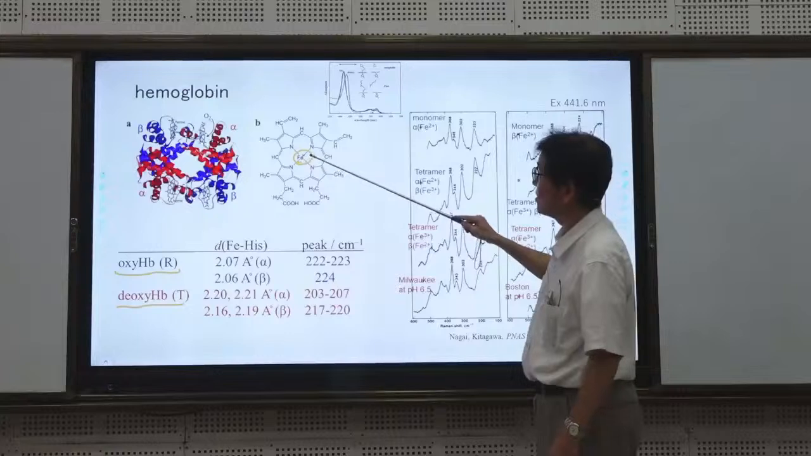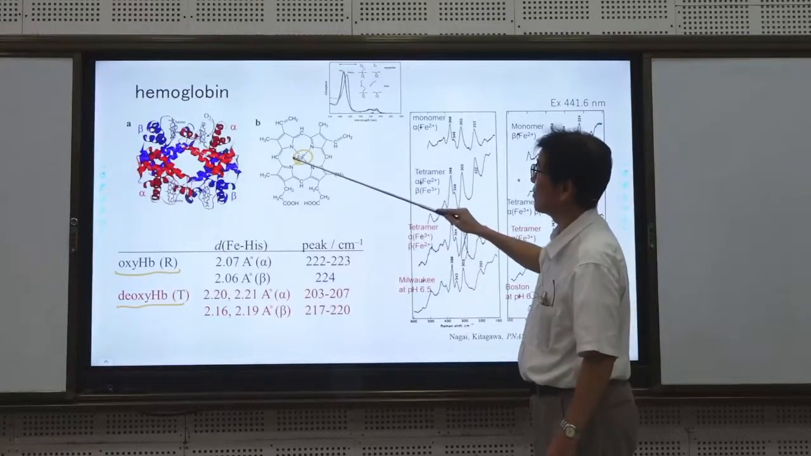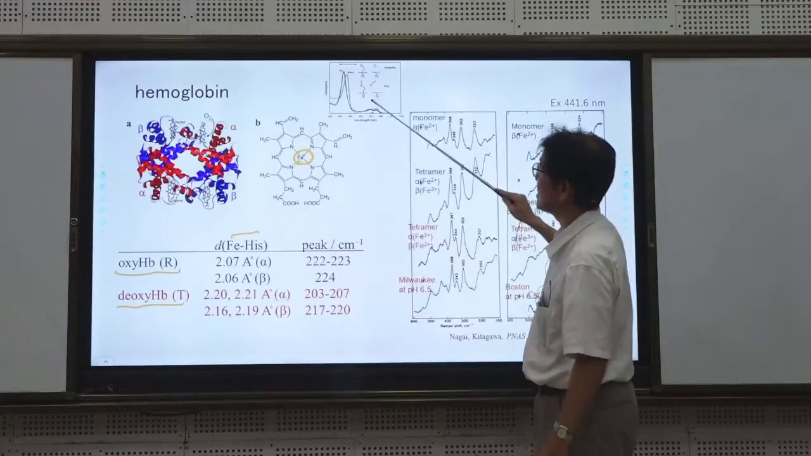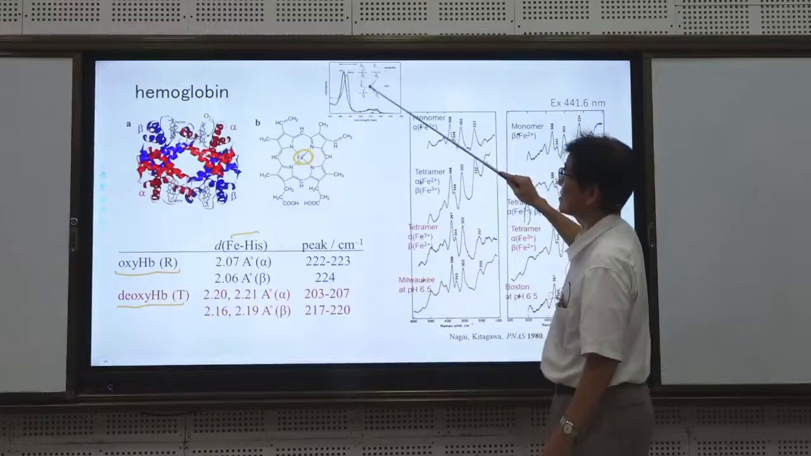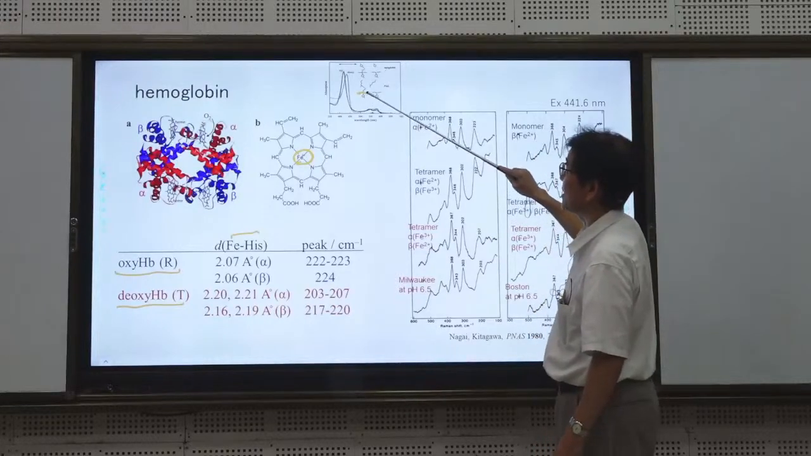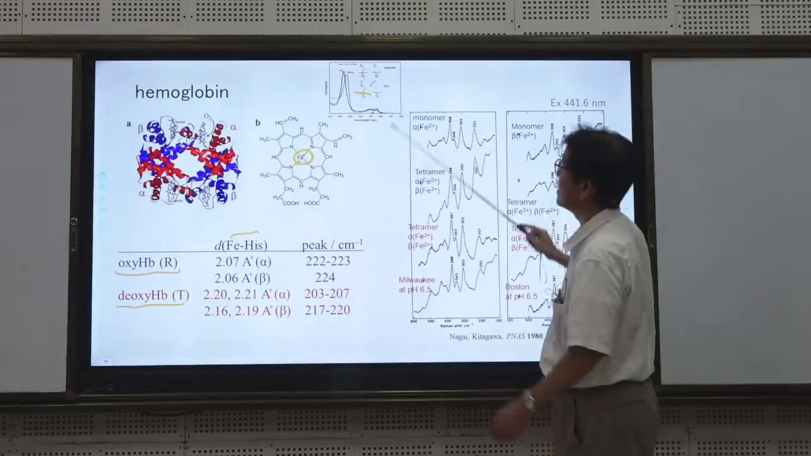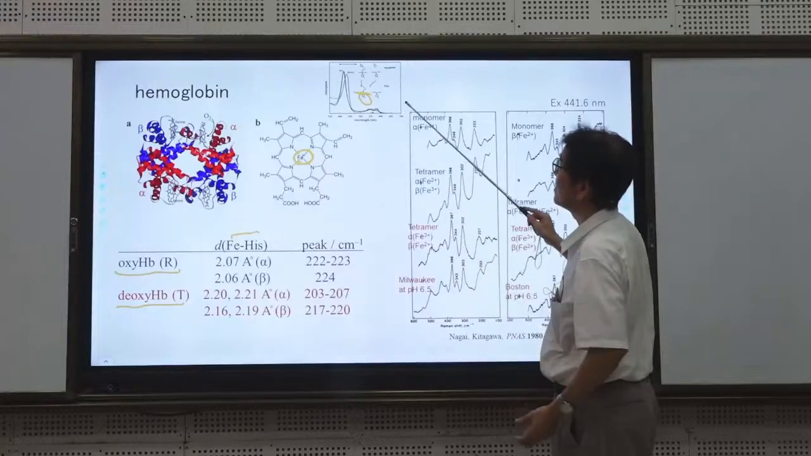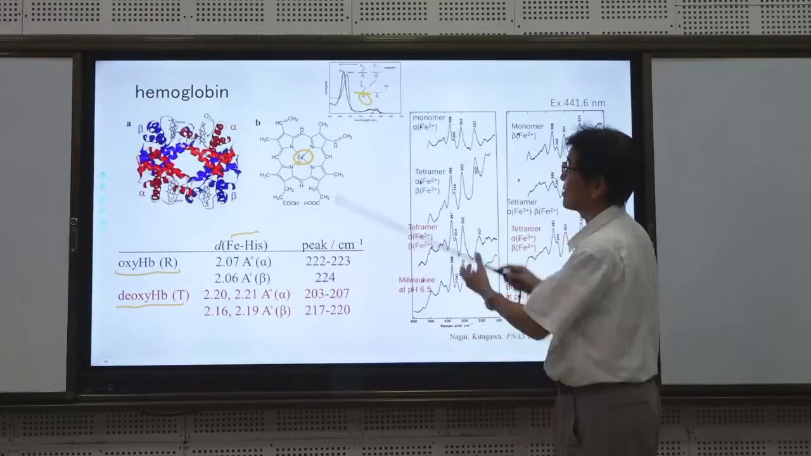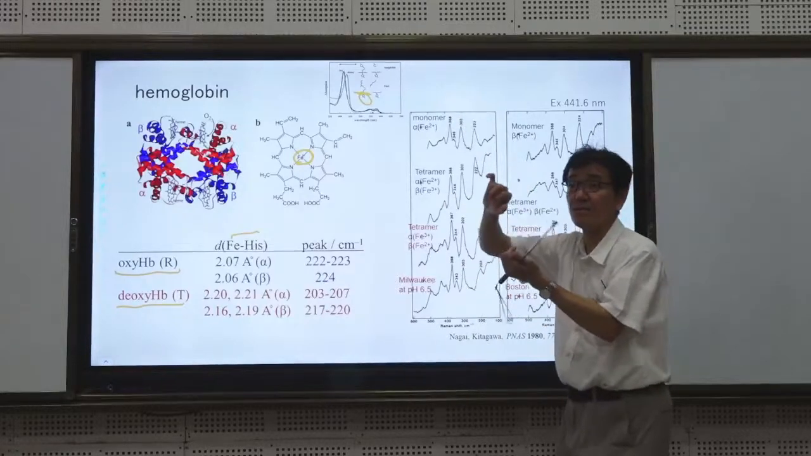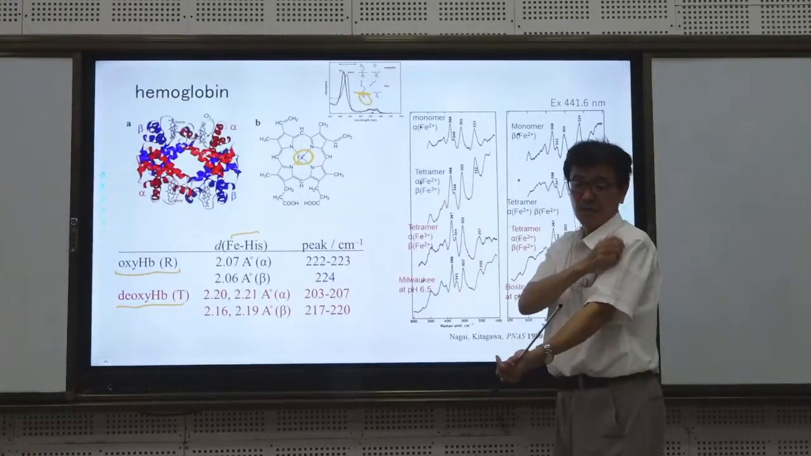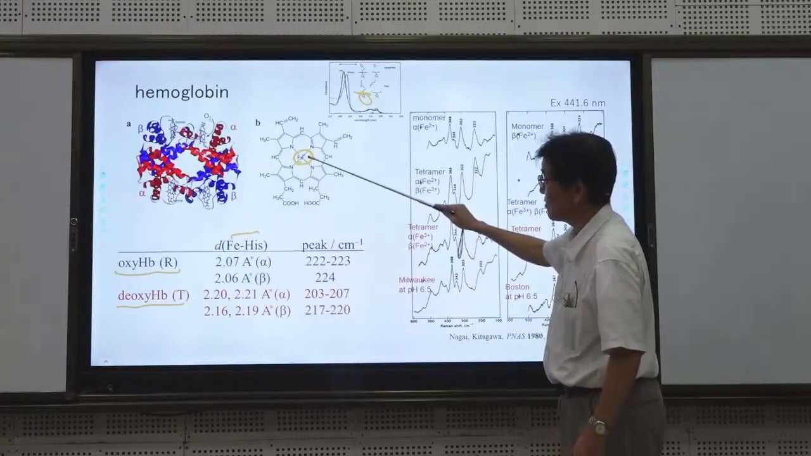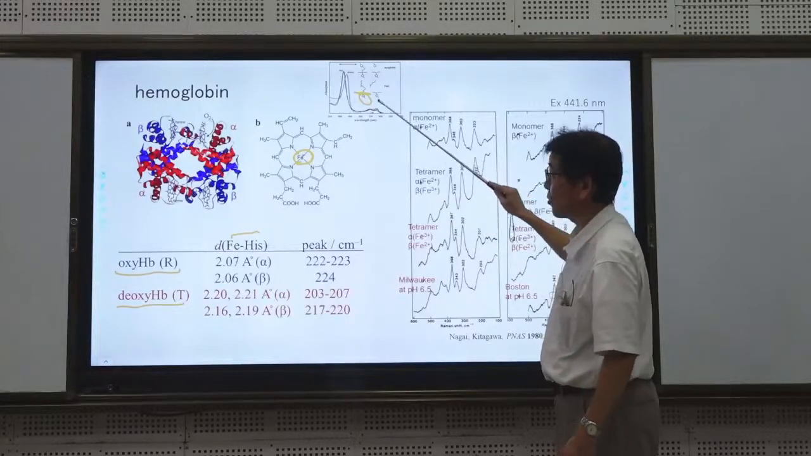the distance between iron and its ligand, histidine. Here is a heme plane, and histidine is ligated from one side. From the other side, oxygen comes and attaches onto the hemoglobin, and hemoglobin carries the oxygen to our body. So the relationship between heme and histidine is important.